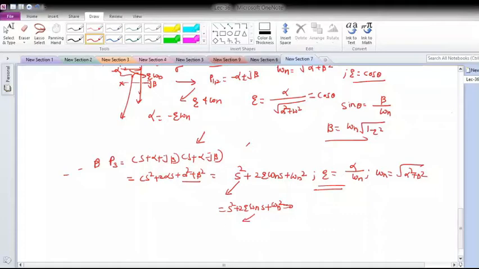Now let me know the roots of it. P12 will be minus zeta omega n plus minus j omega n into square root of 1 minus zeta square, as we have seen already. And why am I taking this complex conjugate pair? Because I am interested only in complex conjugate kind of poles here.